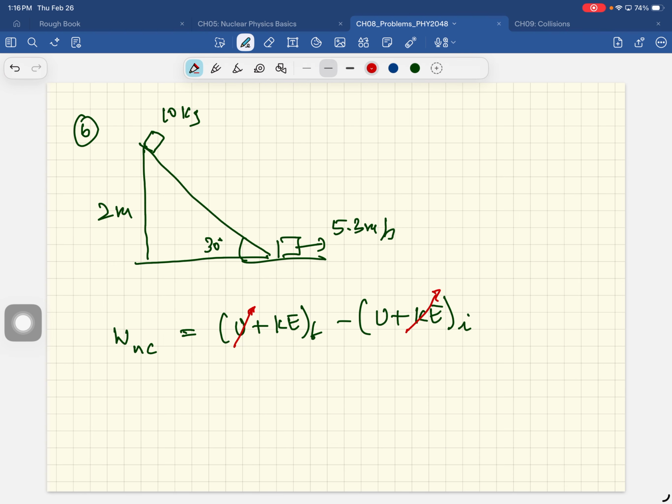So the work done by friction force is equal to final kinetic energy, which we know, minus mgy initial. So we know both of those. 1/2, not 1/2, m times v squared by 2 minus mg y initial.